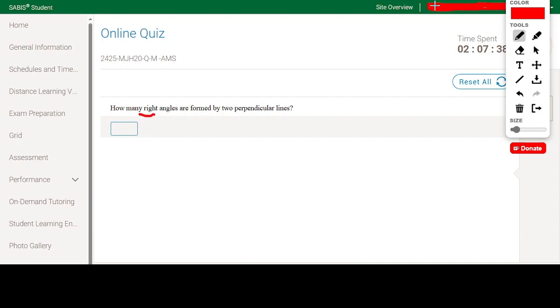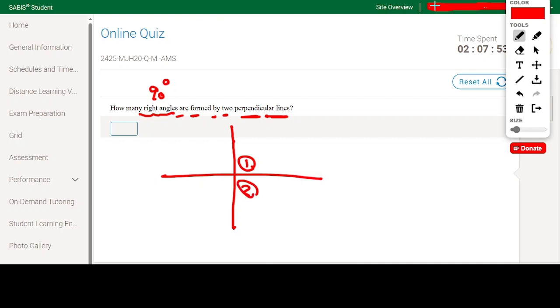How many right angles, 90 degrees, are formed by two perpendicular lines? So let's draw the two perpendicular lines. We have these two perpendicular lines. So I have 1, 2, 3, 4 right angles. All the angles here are 90 degrees. So we have 4 angles.